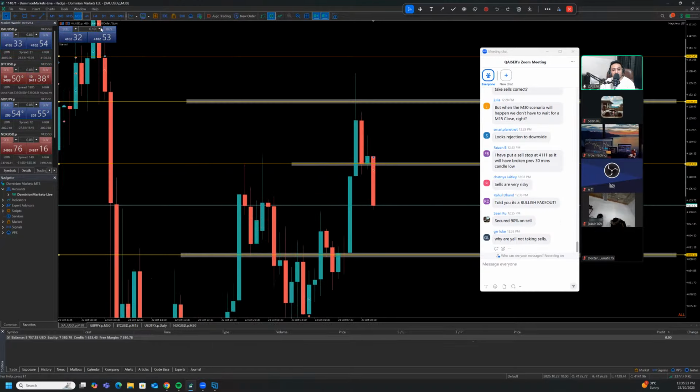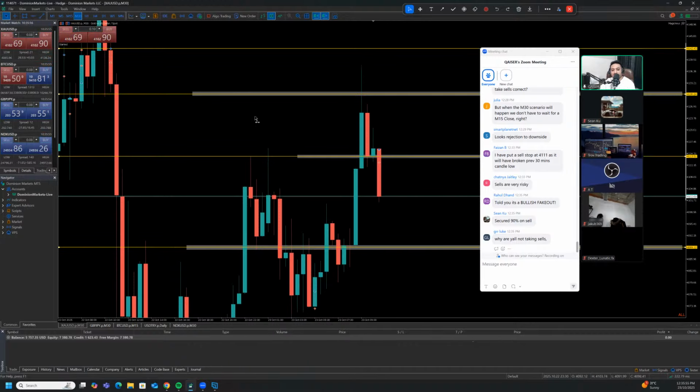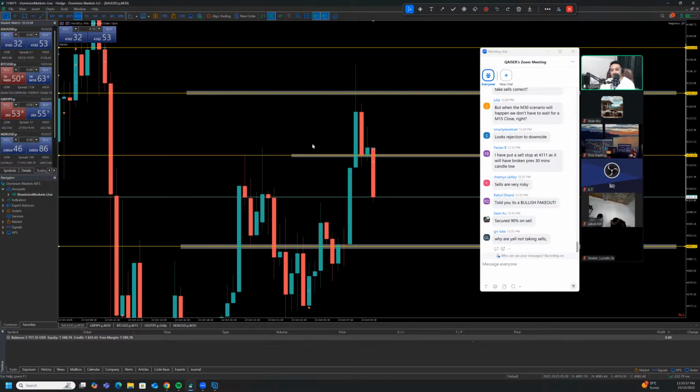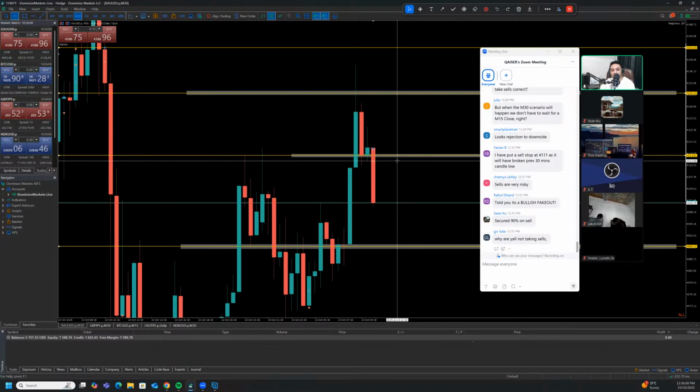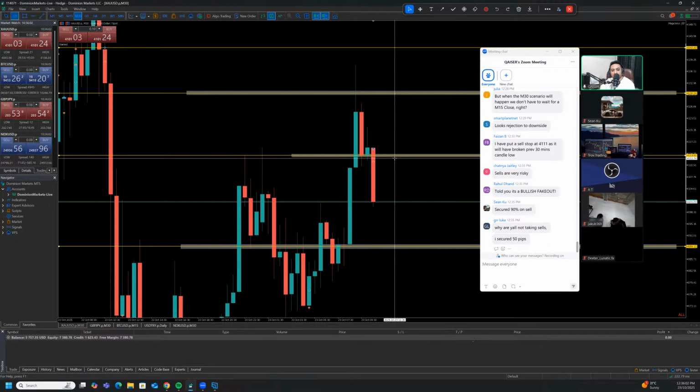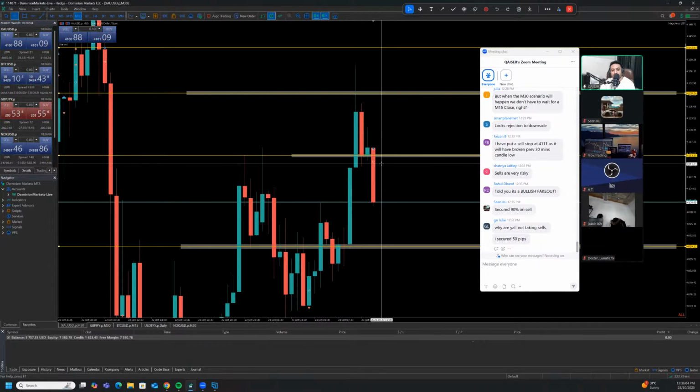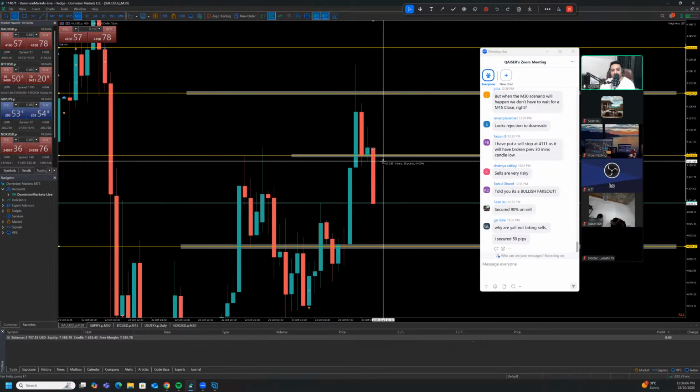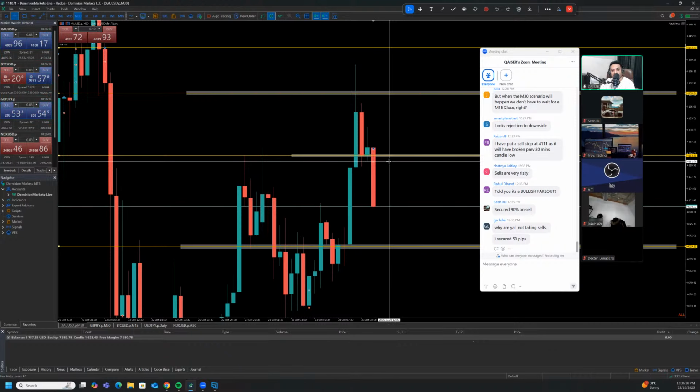Wow, someone secured 90% on sells. But I was in a bullish form. Told you it's a bullish fake out. Yeah, look at this one. Wow, a proper structure just formed. It created a resistance, created a support, broke the support, and here I got out, because I knew that if I never closed my trade here, it would be a huge stop loss.